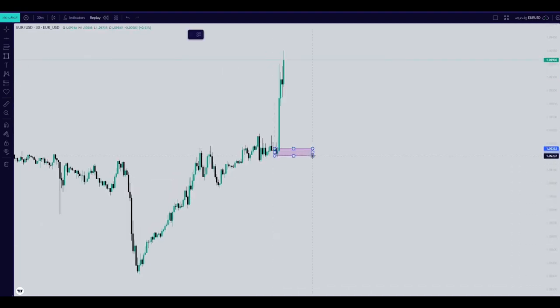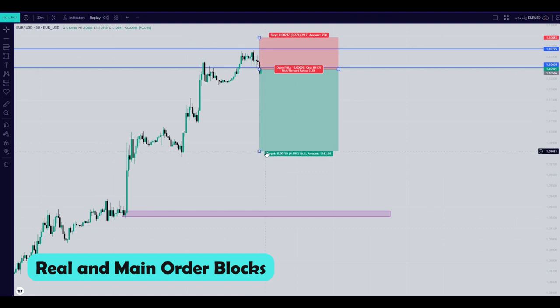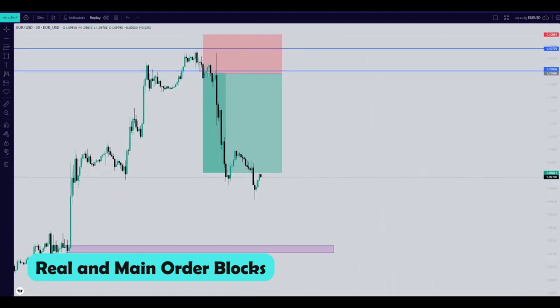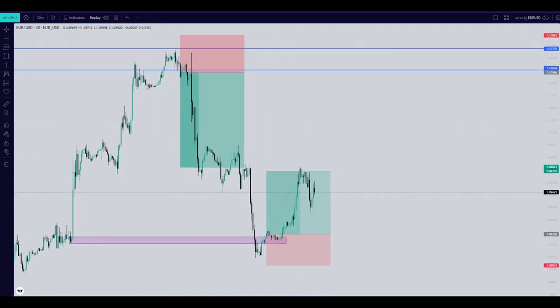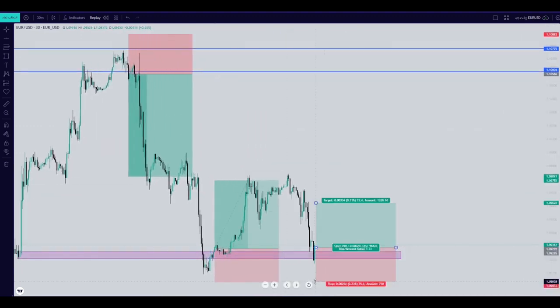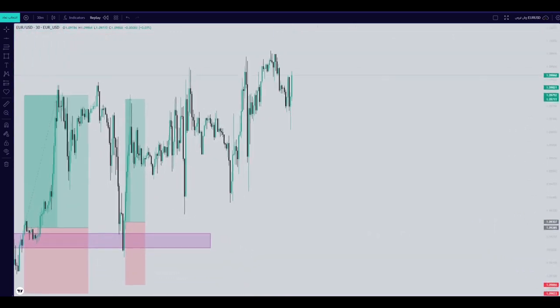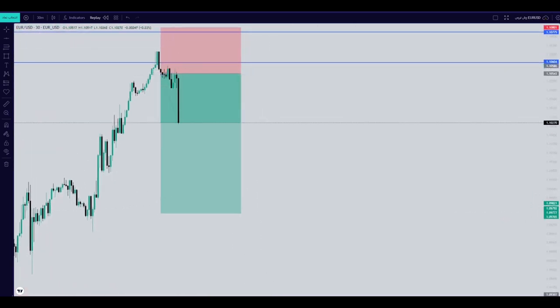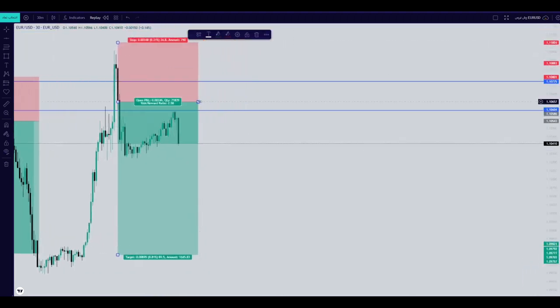Hello and welcome. In this video, I'm going to explain to you guys what real and main order blocks are. Not every order block is a real order block. The main order blocks are the ones which are backed up with both smart money and liquidity. An order block must meet 4 basic conditions in order to be considered supported by smart money and liquidity.